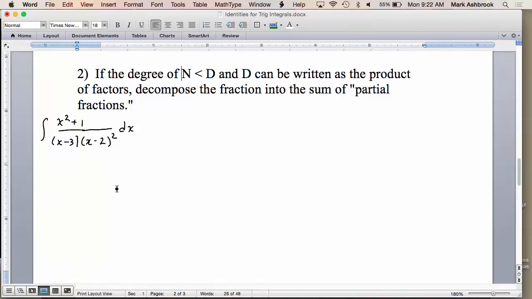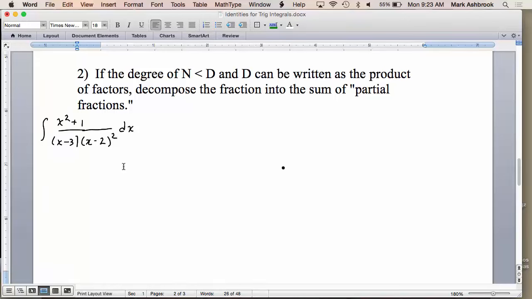Okay, is the degree of the numerator less than the degree of the denominator? What is the degree of the denominator? It's the highest power of x for that polynomial. What's the degree? 3, right? Because if you were to multiply that out, you'd have x times x squared, which would be x cubed. So the degree of the numerator is less than the degree of the denominator, and we've got a product of factors, so this qualifies for our partial fractions technique.